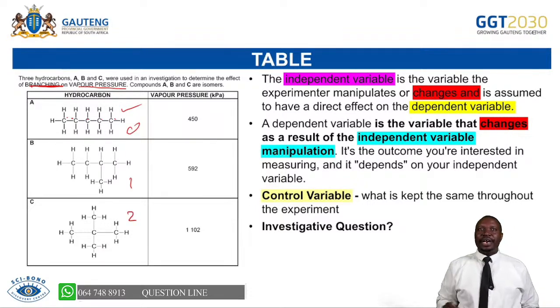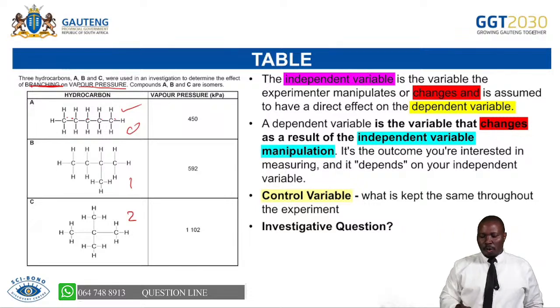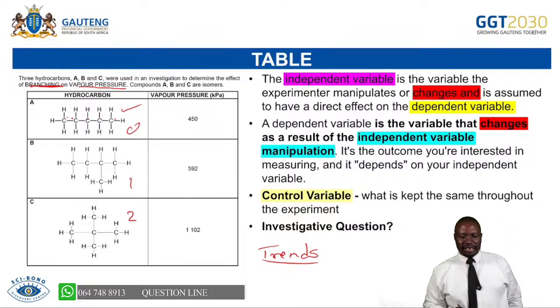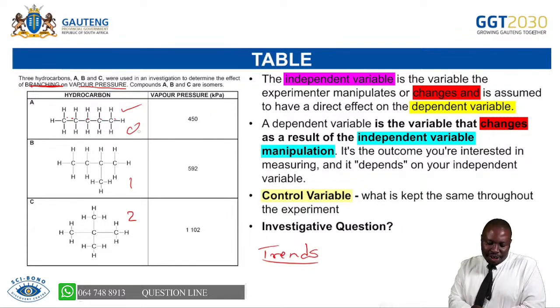It is 2 branches. So you can see that as we increase, we're increasing the number of branches. Then we're going to talk about the issue of saying what are the trends? What is trending? What are the trends here? The trends are, as the number of branches increases, the vapor pressure increases. That is from this information.